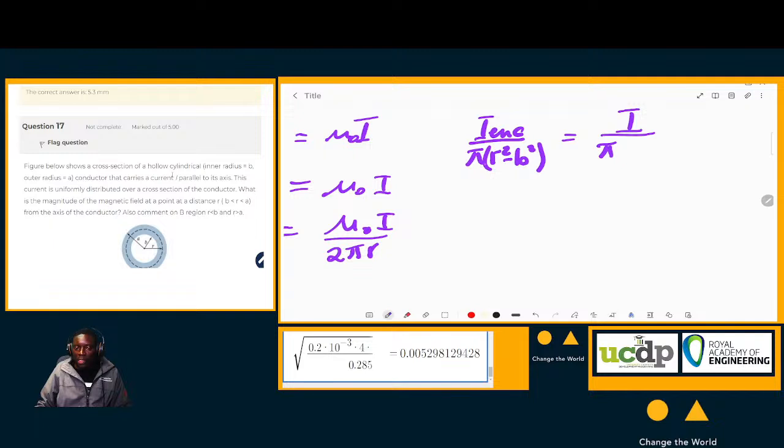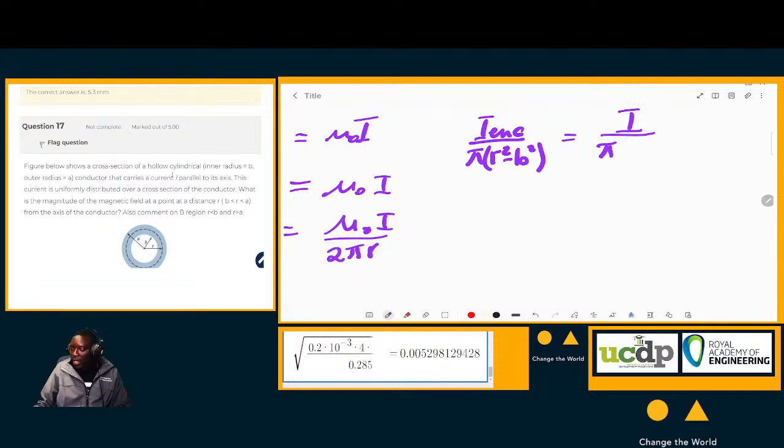Pi r squared is the area from the center to the dotted line, so this is the total area enclosed by the dotted line, whereas pi B squared is the total area enclosed by the central white part of this diagram. So if we subtract that, we remain with the shaded region between the white part in the middle of the diagram and the dotted line.